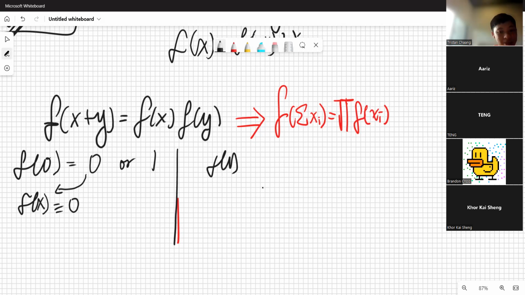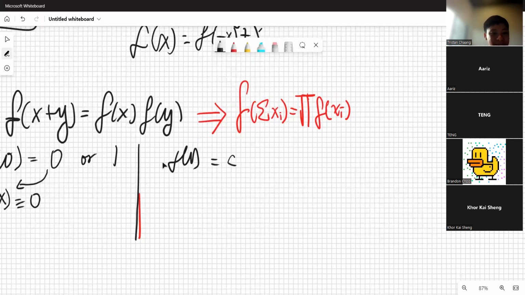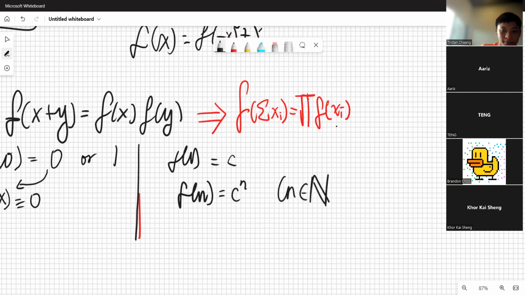Well, the final solution will depend on f1. So let's let f1 be c again, because why not? So now by induction, we should get fn to be c to the power of n for natural numbers n.